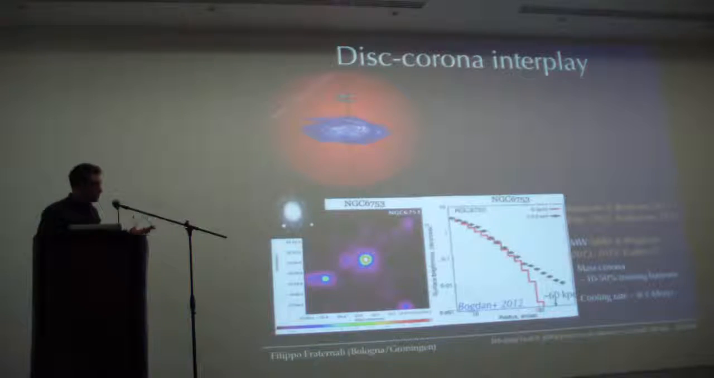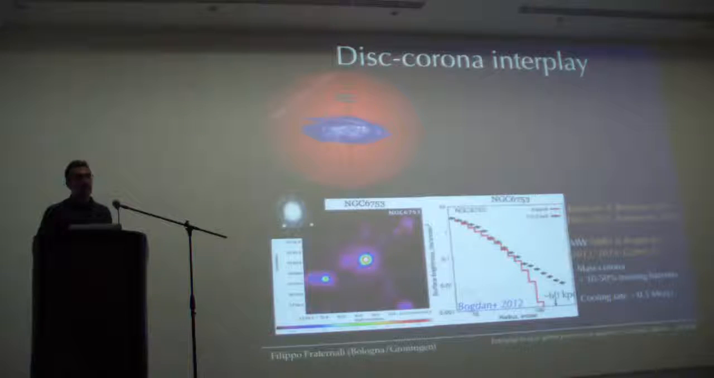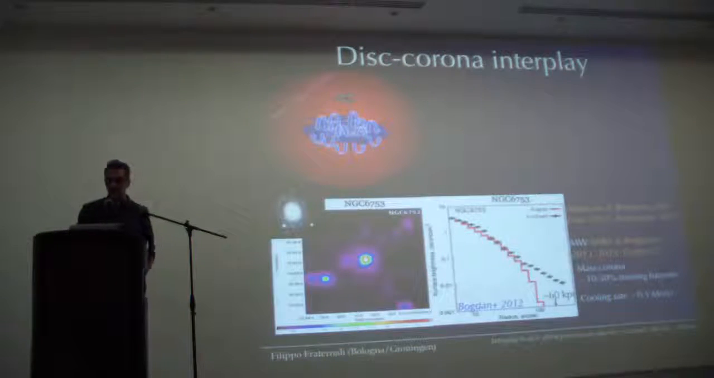The corona is supposed, as I said, to be at the Virial temperature. This mass may be a significant fraction of these values. We don't know this yet. But the cooling rate of this corona is probably quite low, of the order of 0.1 solar masses per year, so it's not enough to feed the star formation in these galaxies. So the thing that I'm going to discuss today is the effect that the galactic fountain can have on the corona.